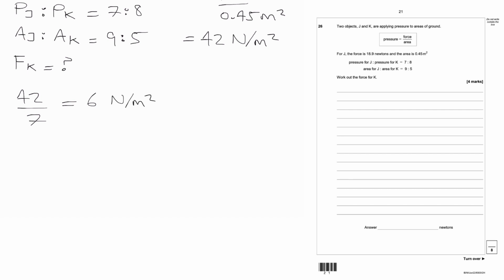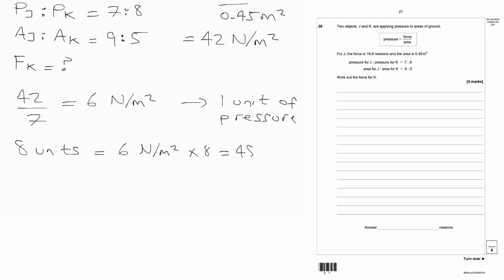So I'm just going to write 1 unit of pressure. If that's 1 unit of pressure, then for the pressure applied by K, the 8 units equals 6 newtons per meter squared times 8, which equals 48 newtons per meter squared. And this is our pressure from K.